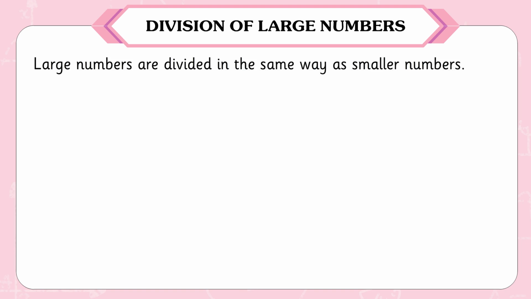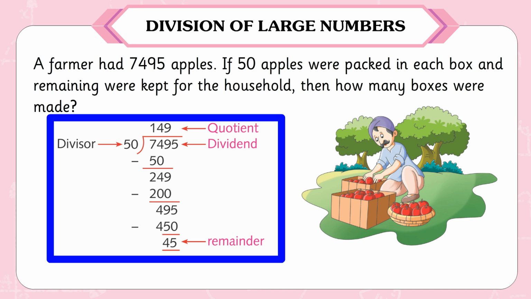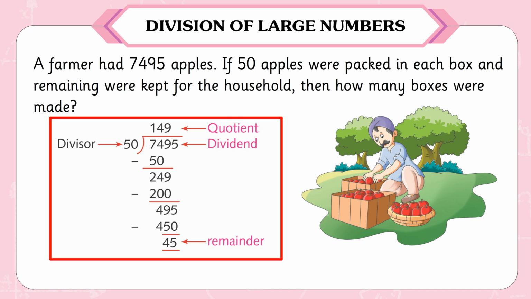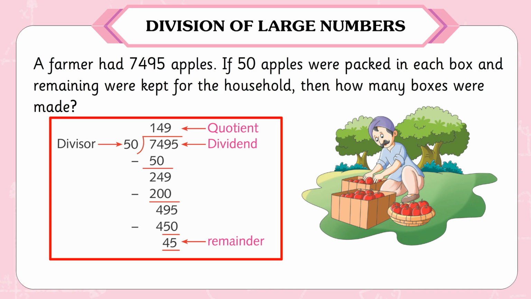Division of large numbers. Large numbers are divided in the same way as smaller numbers. A farmer had 7,495 apples. If 50 apples were packed in each box and remaining were kept for the household, then how many boxes were made? Divisor 50. Quotient 149. Dividend 7,495 minus 50. 249 minus 200.